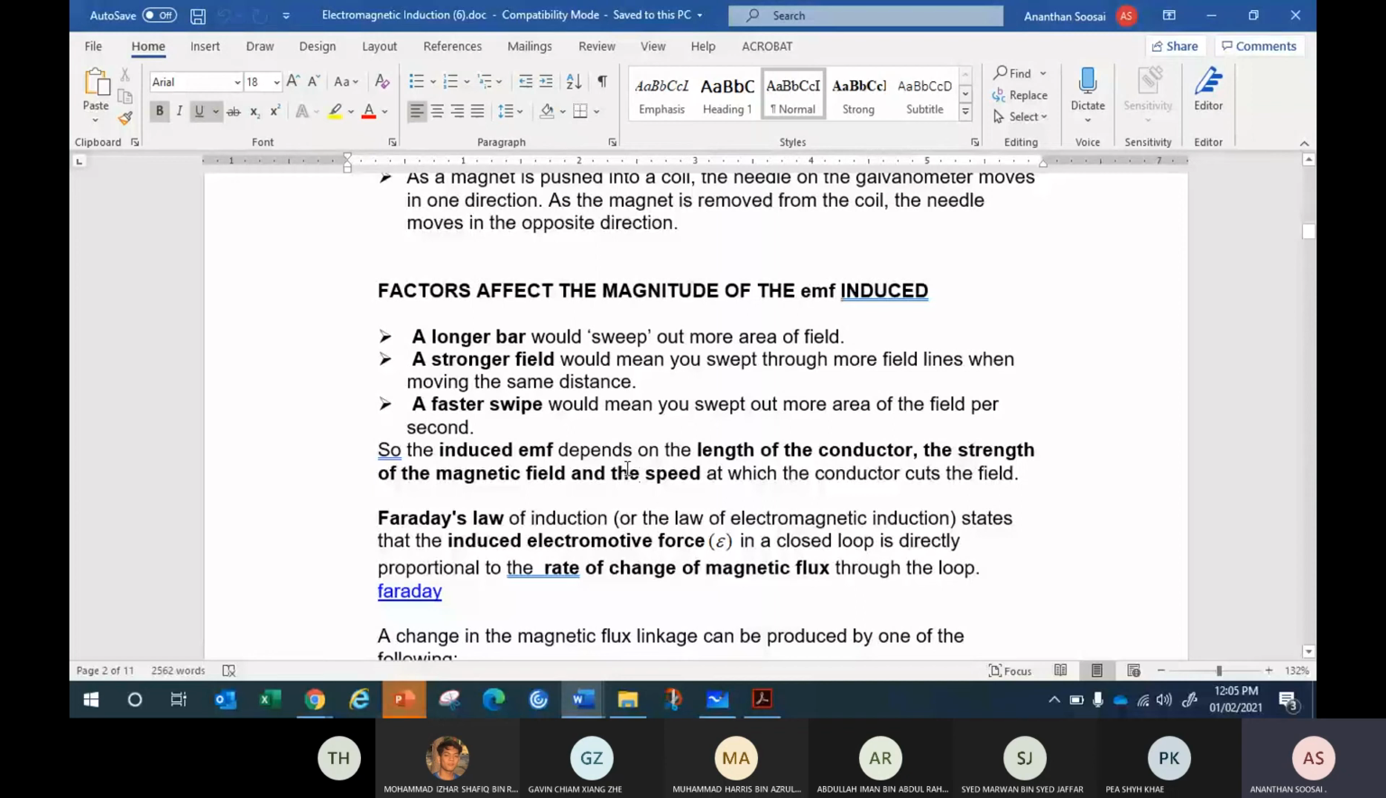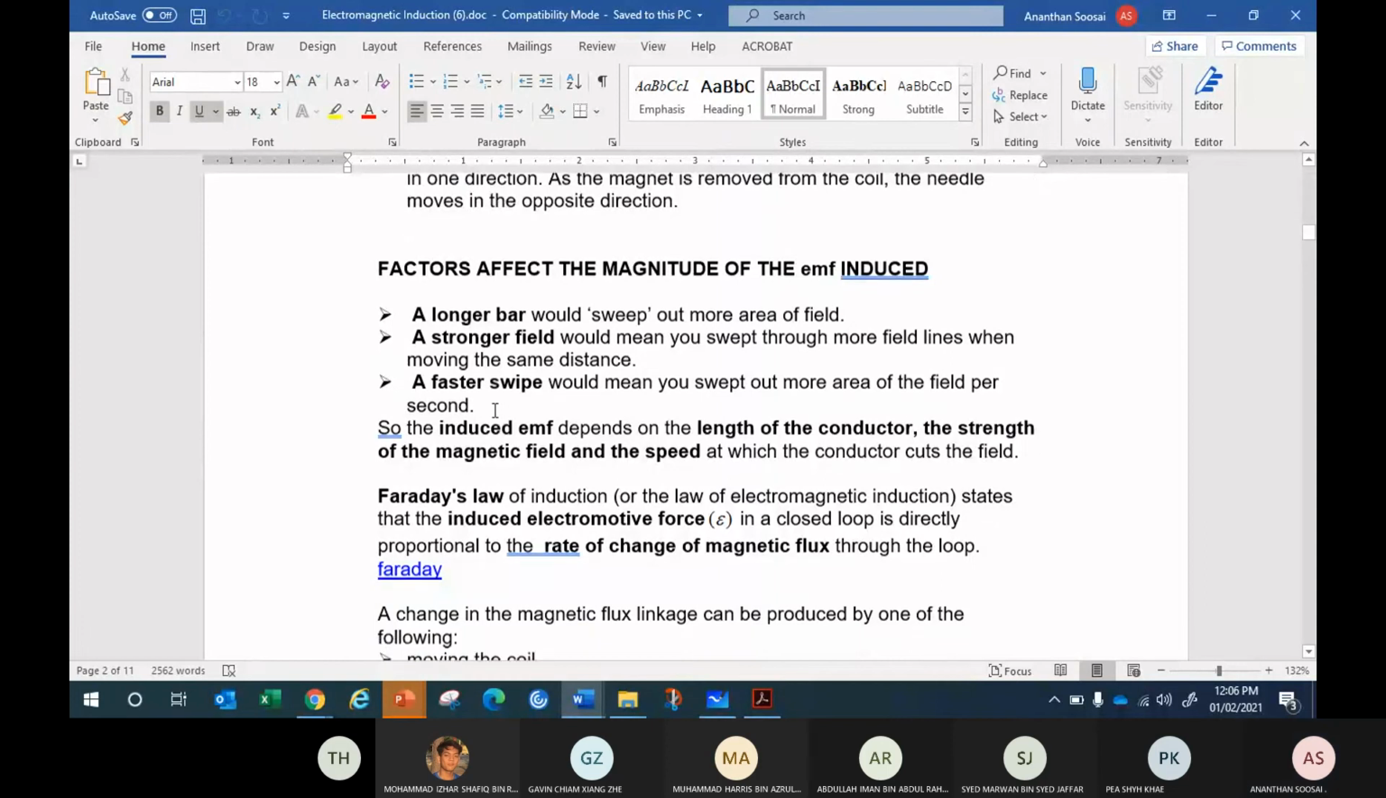So how to get a big induced EMF? Longer bar, stronger field, faster swipe. A longer bar increases the area, a stronger field increases the magnetic field strength, and a faster swipe decreases the time for the change of magnetic flux linkage. So it increases the EMF.